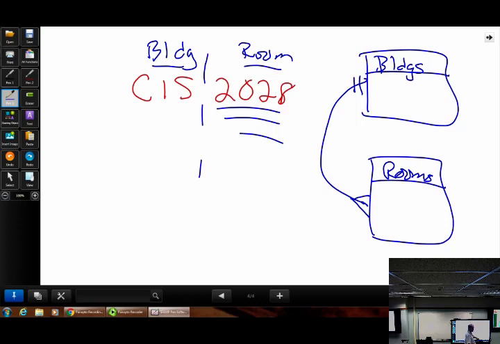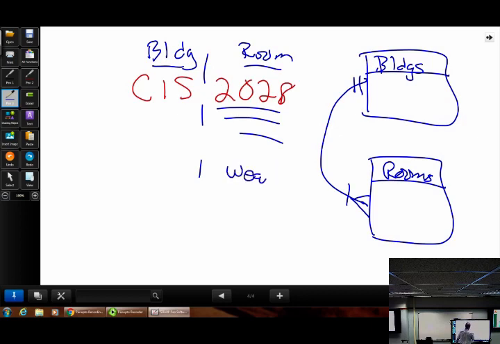Building with no room. Probably not. Just the space in there is by definition a room. So even a garage is going to have one room. But this is a weak relationship.